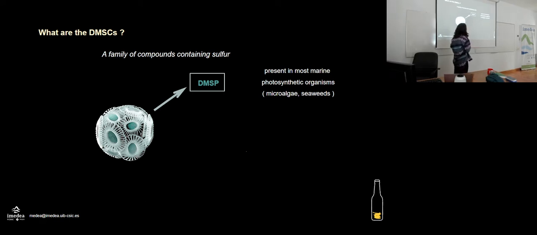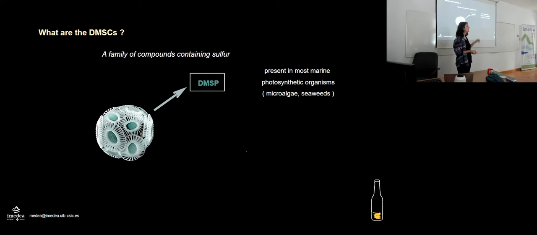So in this work, we work with a very specific set of chemical compounds, which are the DMSCs. To me, this is a family of compounds containing sulfur, and I don't know much more about them. But what we know is that we work with a compound, which is the DMSP, which is contained in most of the photosynthetic microorganisms in the ocean.